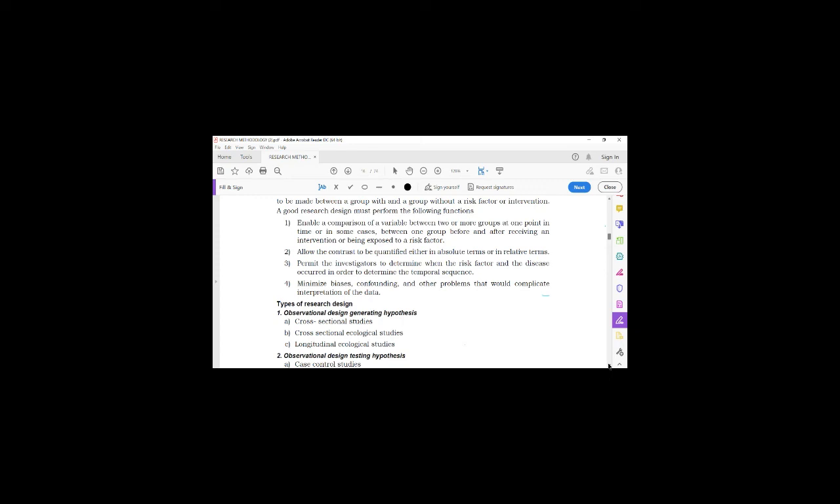So any good research design, you have to do a comparison between different variables, and you can have a cause-effect relationship. Okay, so it can be quantified in terms of absolute numbers or in relative terms. You have to allow for the contrast to be quantified. So the more quantification, the better. You have to permit the investigator to determine whether the risk factor and the disease occurred, in order to determine the temporal sequence, so that there is some sort of interaction which has caused the disease. And then you have to minimize the biases.